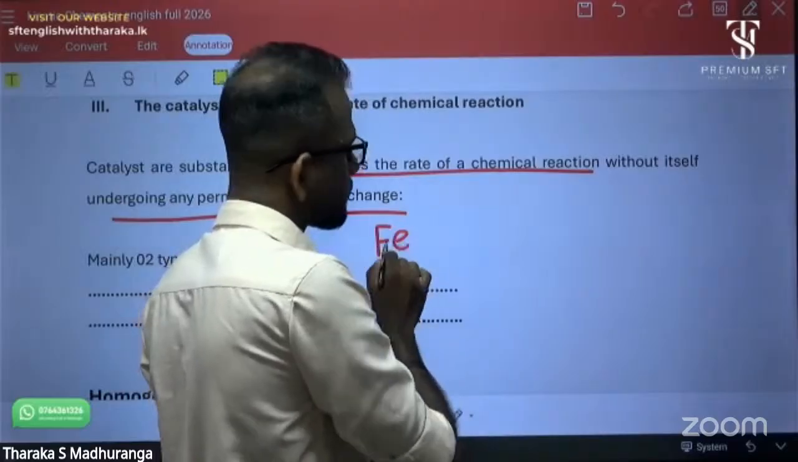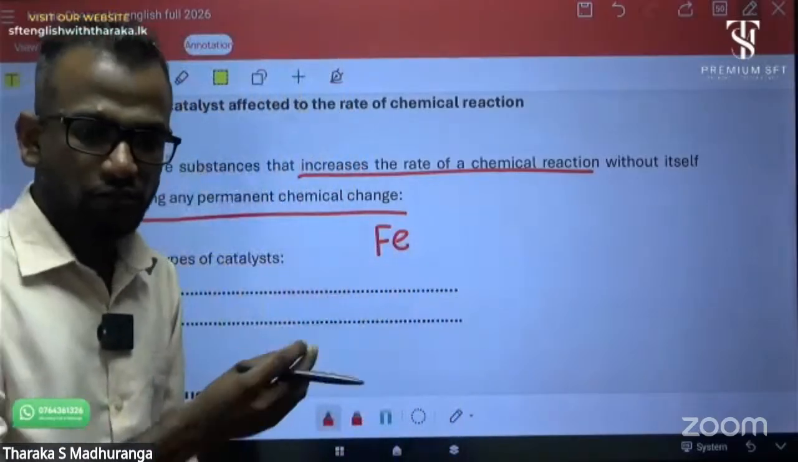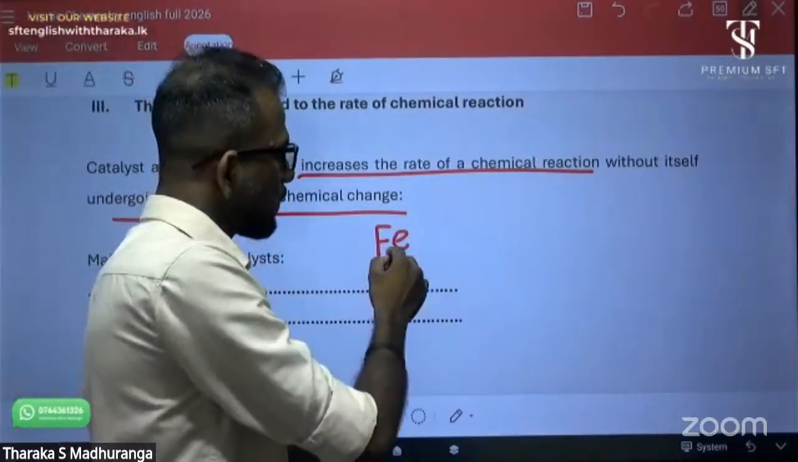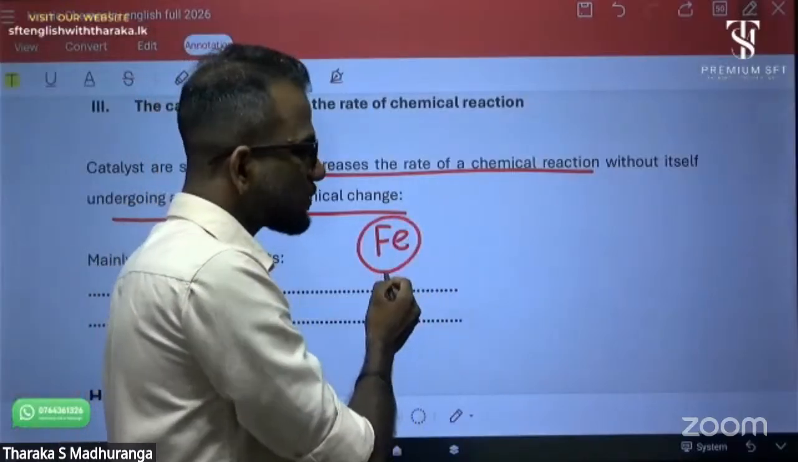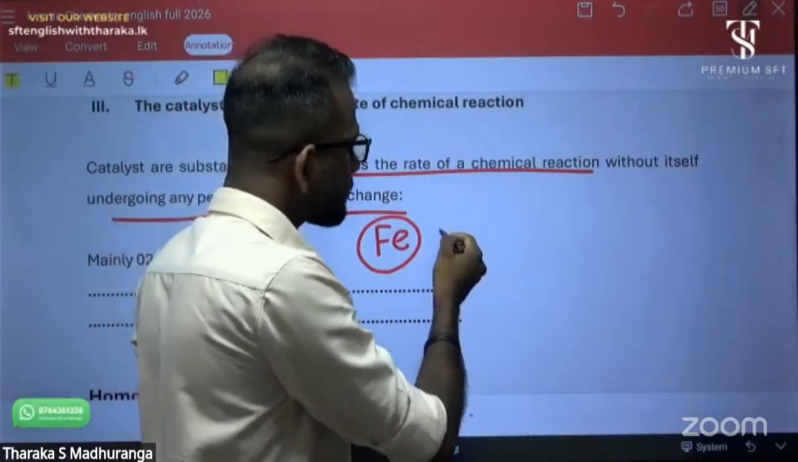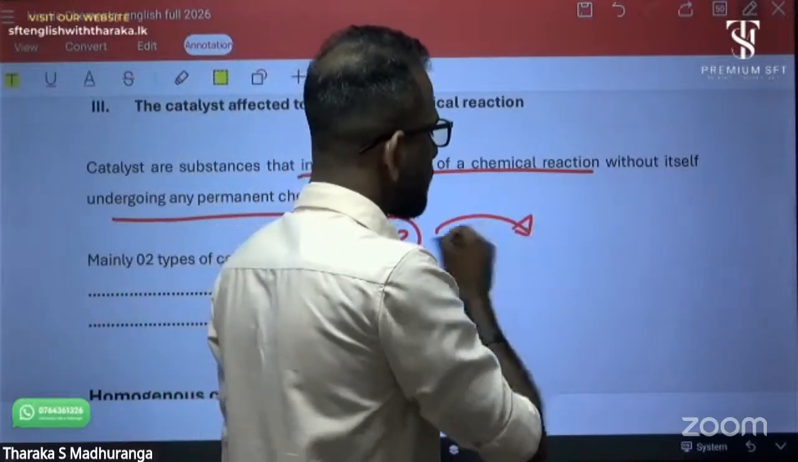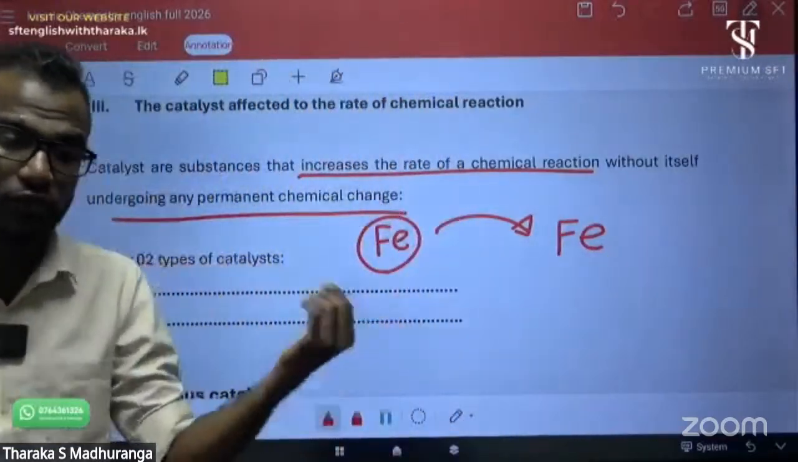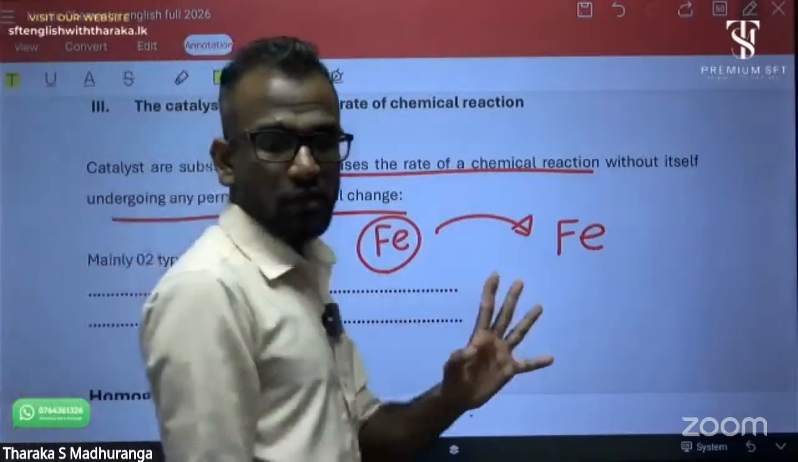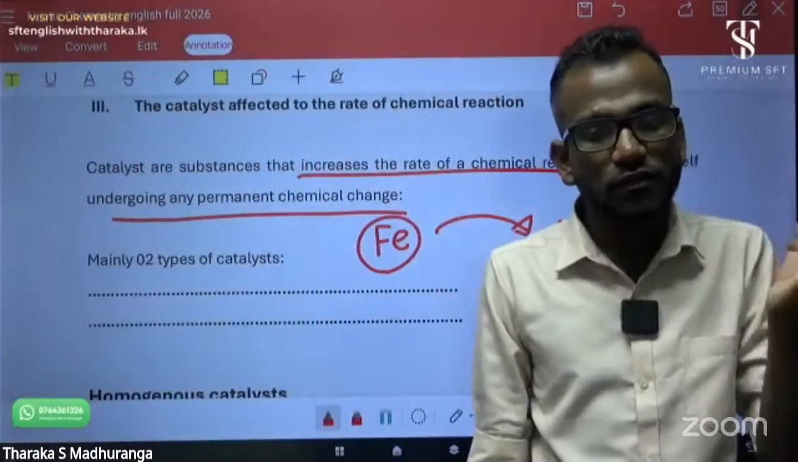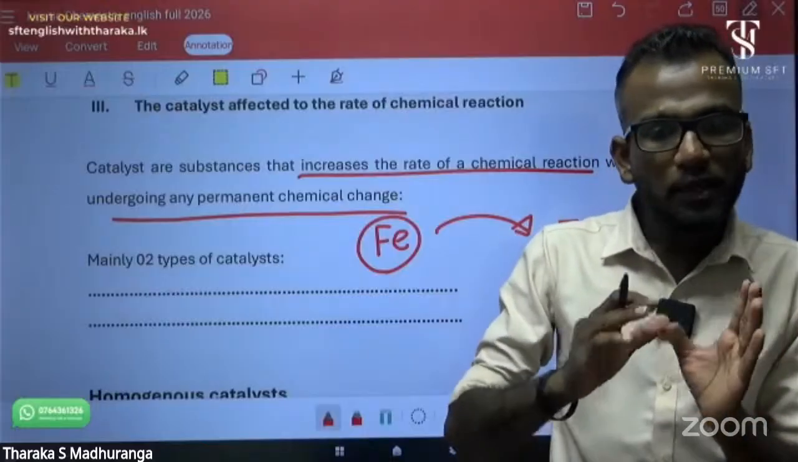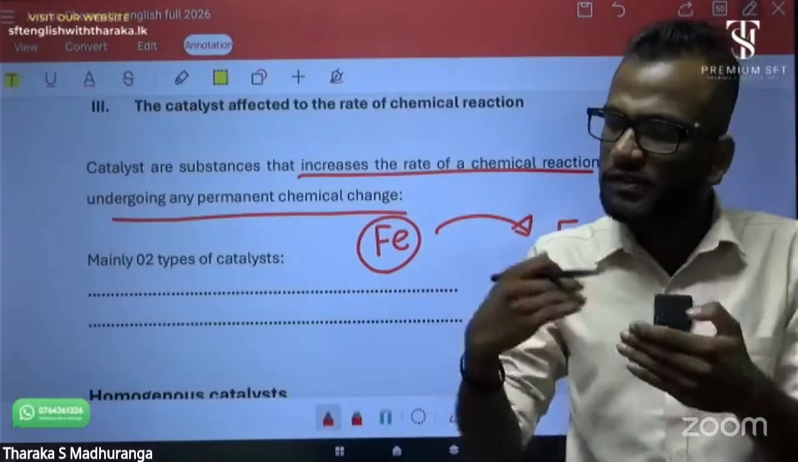That means if you introduce ferrous as a catalyst, ferrous means iron powder. Iron as a catalyst. At the end of the reaction, you can separate ferrous, not ferrous oxide or ferrous hydroxide forming. I got, that's the meaning of catalyst. There is no permanent chemical change, but a physical change is okay.